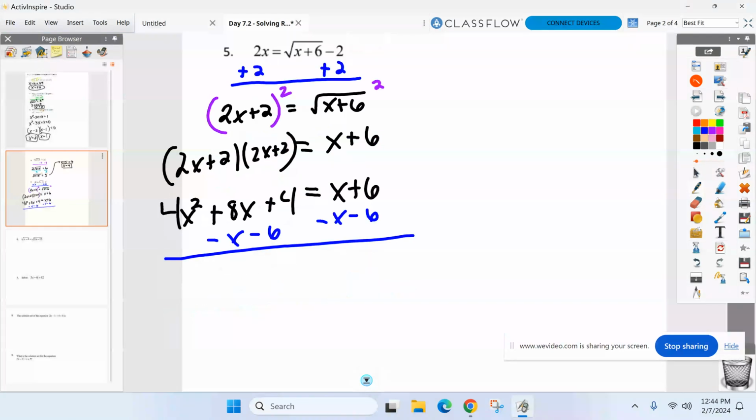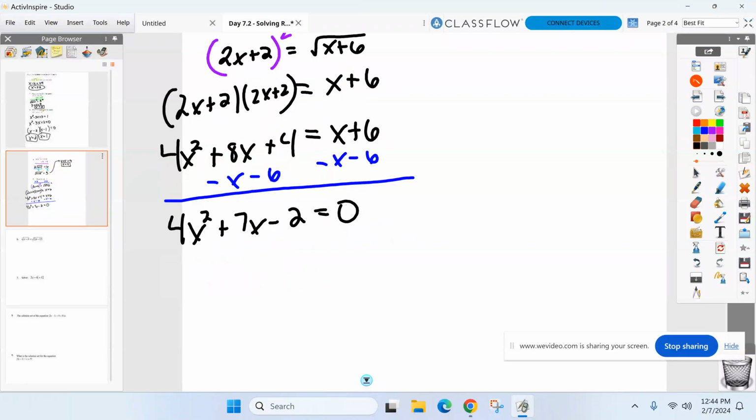Ready for this one: 4x squared plus 7x minus 2. Oh, what is he doing? Combining days? Look at this guy, combining today with day 1. Any GCF? Nope. Odd number of terms.